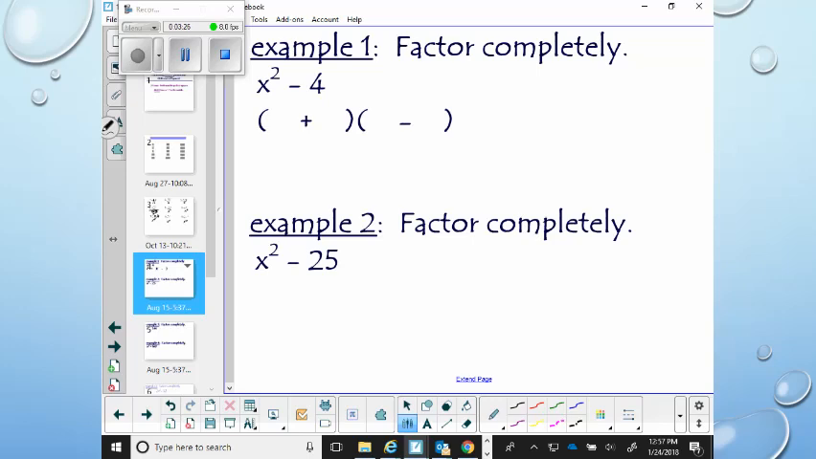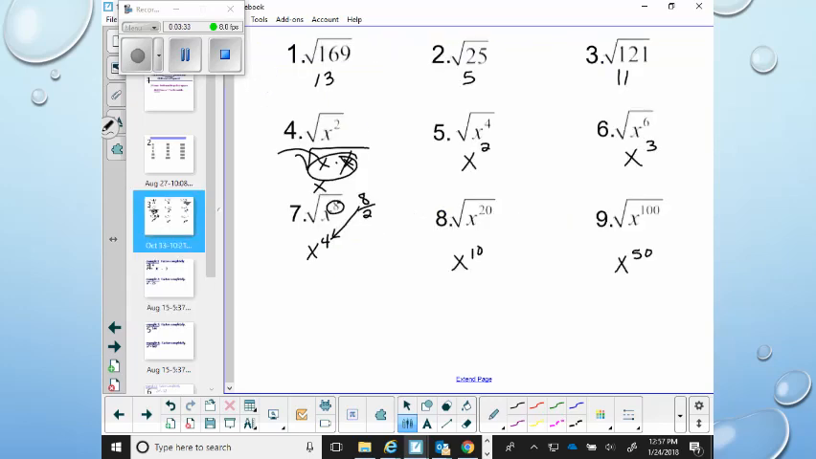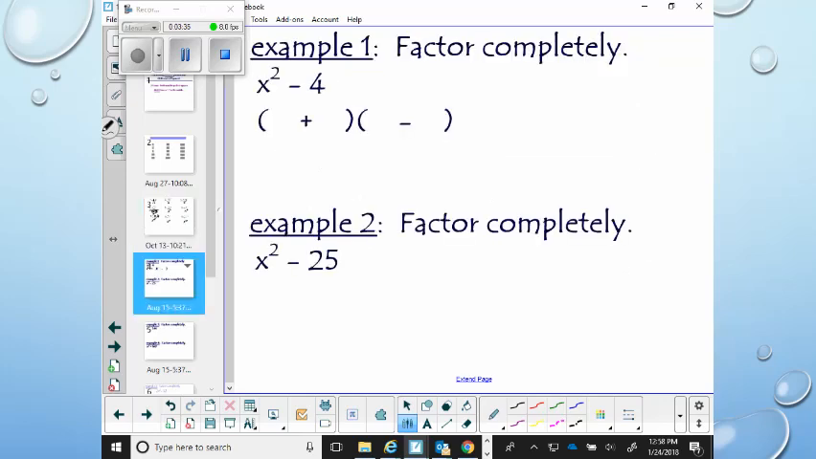What's the square root of x squared? So, like we did here, divide that number by 2. If you take the square root, 2 divided by 2 is 1. So it's just x. So x is going to go here and it's going to go here. You're going to set up 2 sets of parentheses when you do these. Okay?